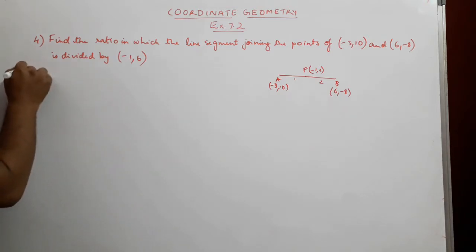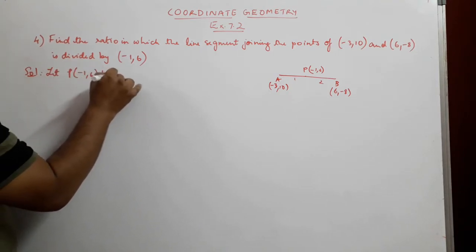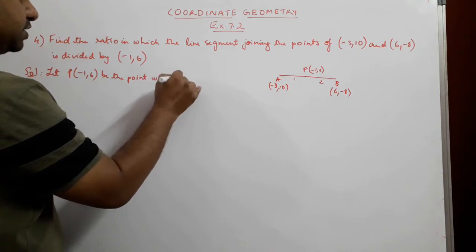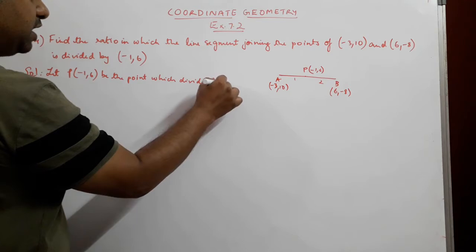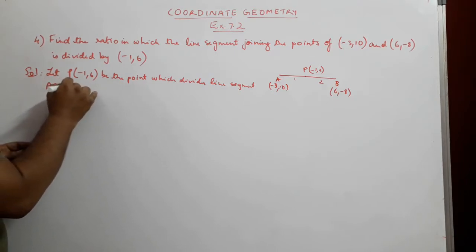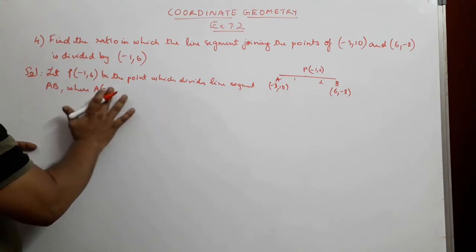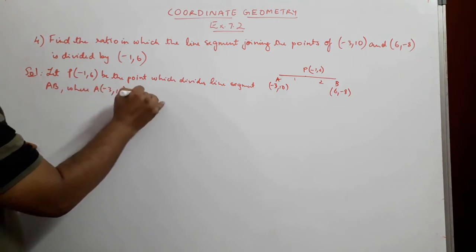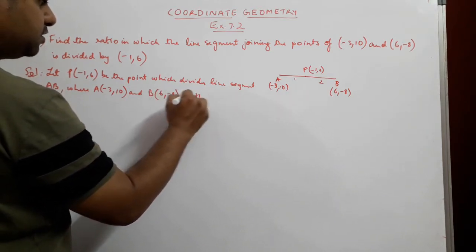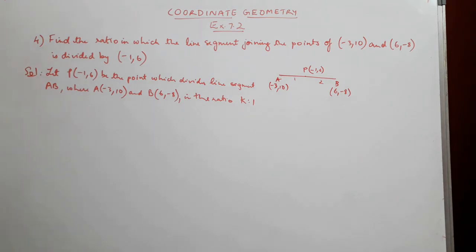So let us assume P (-1, 6) be the point which divides line segment AB, where A is (-3, 10) and B is (6, -8), in the ratio k is to 1. So we are just assuming some ratio k is to 1.